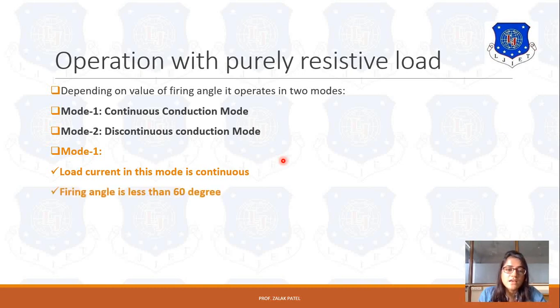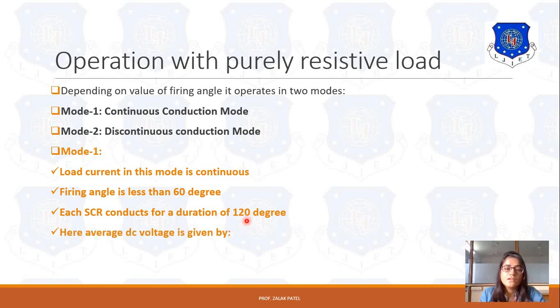So in this case, for firing angle, this condition should be fulfilled: the firing angle is less than 60 degrees, then and only then the mode is continuous conduction mode. Now for this, each SCR conducts for a duration of 120 degrees, because this is a 3-phase circuit. So between phases there is an angle difference of 120 degrees, and the DC voltage is given by 3 Vm upon pi cos alpha for a purely resistive circuit.